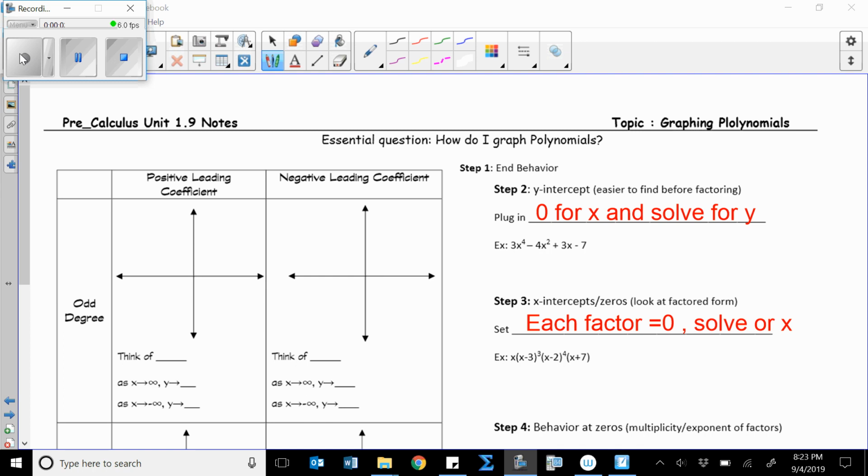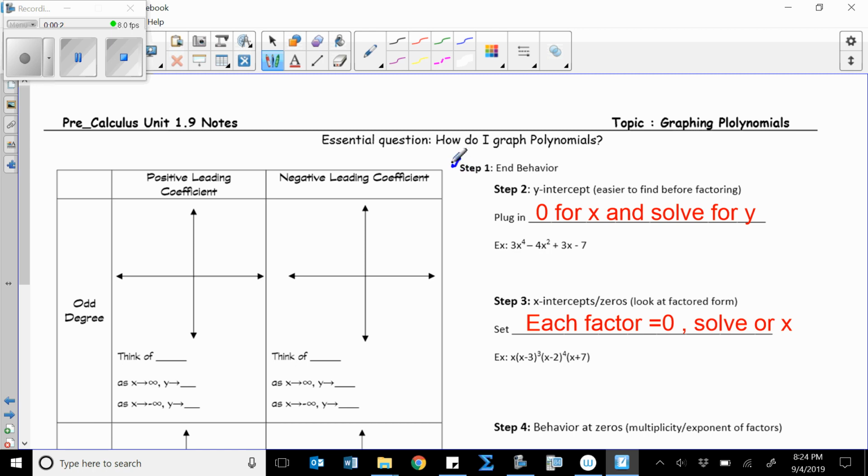Hi everyone! Today we're going to learn how to graph polynomials. In order to be able to graph a polynomial, we have 4 different steps that we are going to go over each of them today and learn how to graph a polynomial. The first step is to find the end behavior.